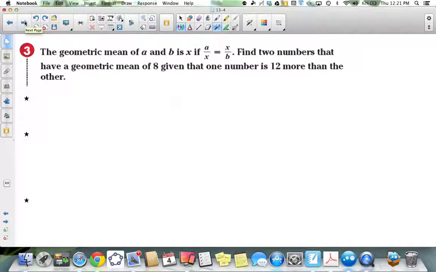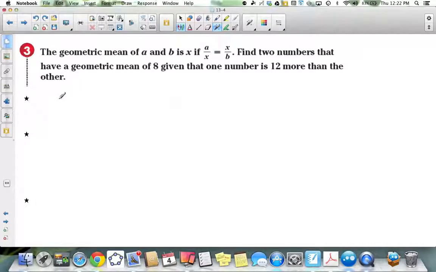Let us look at example number 3. So looking at example number 3, we have the geometric mean of A and B is x if A over x is equal to x over B. Find two numbers that have a geometric mean of 8, given that one number is 12 more than the other number. It's a word problem, and geometric mean is just another way of finding the average between two positive numbers. You learn more about that when you get to high school. Right now, let's look at this word problem.